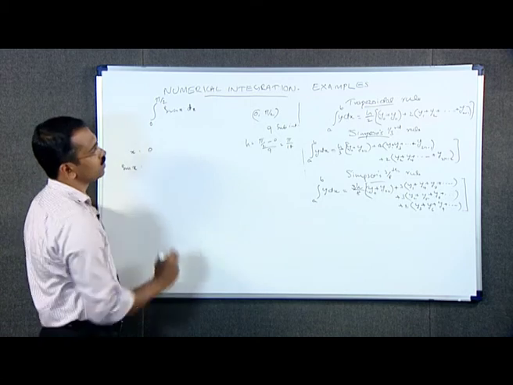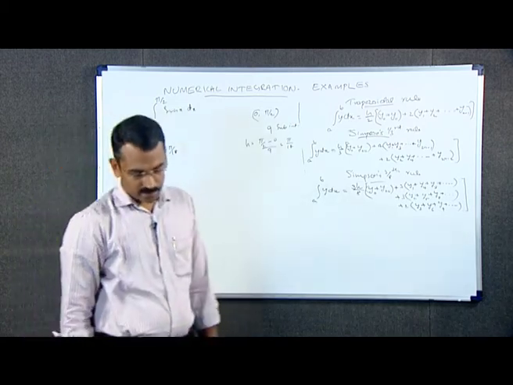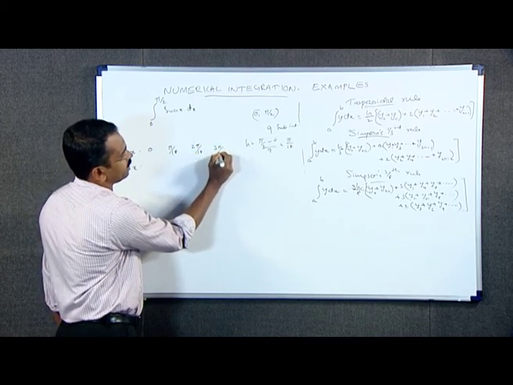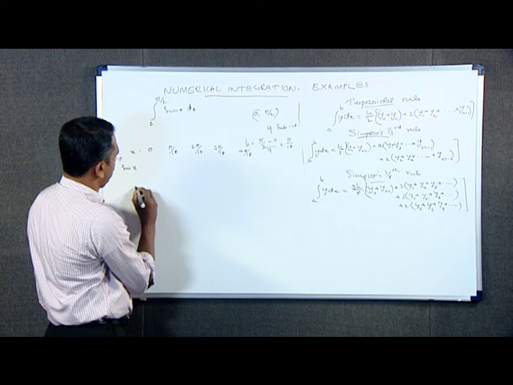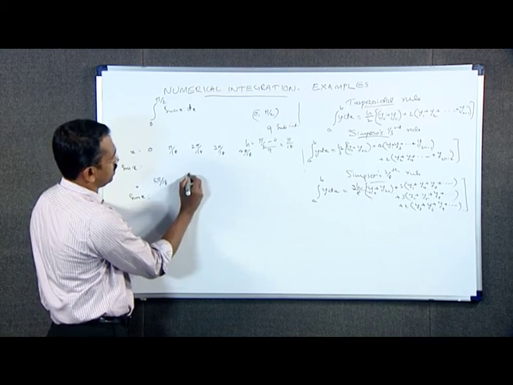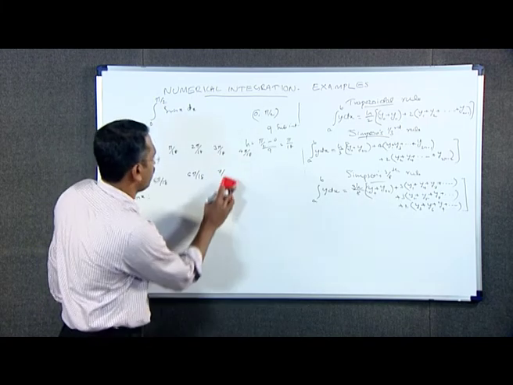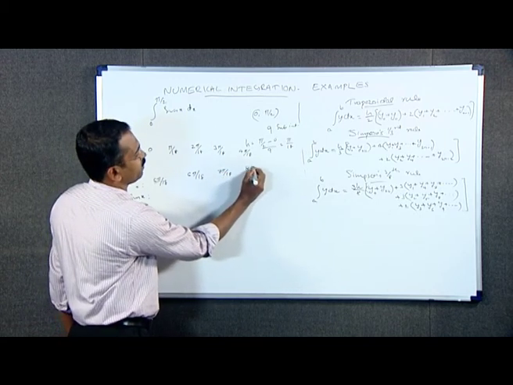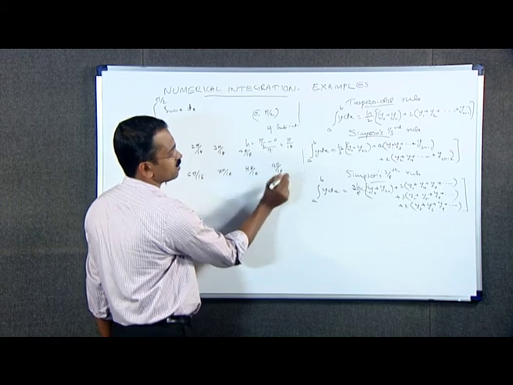First value of x is 0, then pi by 18, next is 2 pi by 18, 3 pi by 18, 4 pi by 18, 5 pi by 18, 6 pi by 18, 7 pi by 18, 8 pi by 18 and 9 pi by 18. 9 pi by 18 means this is pi by 2.